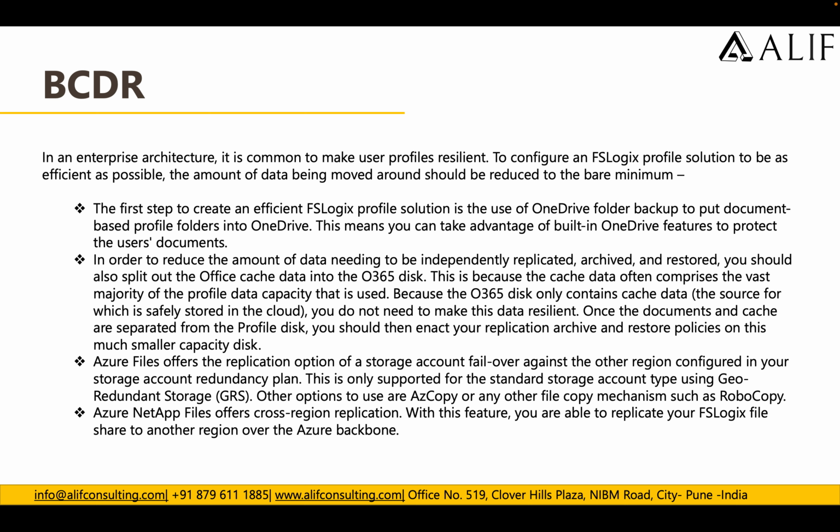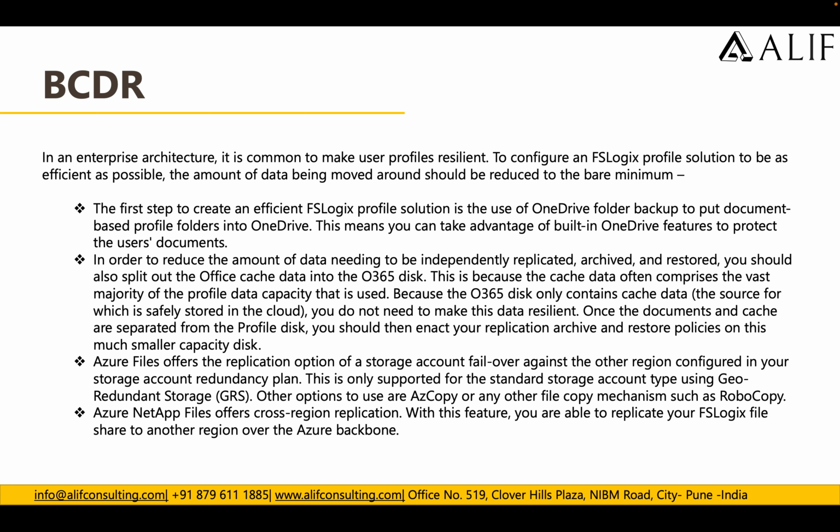Another, in order to reduce the amount of data needed to be independently replicated, archived and stored, you should also split out the Office caches into the O365 disk. This is because the cache data often comprises the vast majority of the profile data capacity that is used, and the O365 disk only contains the cache data. You don't need to make that data resilient. Once the documents and cache are separated from the profile disk, you should then apply your replicate and archive policy on the much smaller capacity disk.